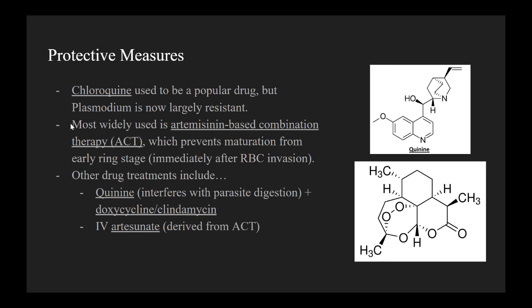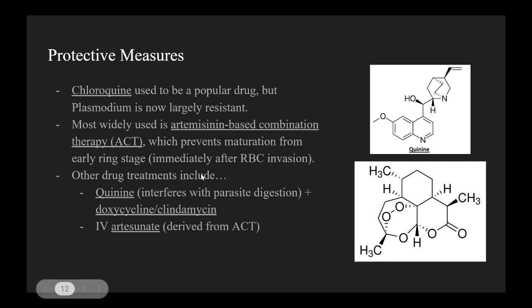And now the most commonly used therapy is called artemisinin-based combination therapy, or ACT. Once the merozoite infects the cell and goes through the ring stage where it's growing into a trophozoite, this will stop the life cycle there.